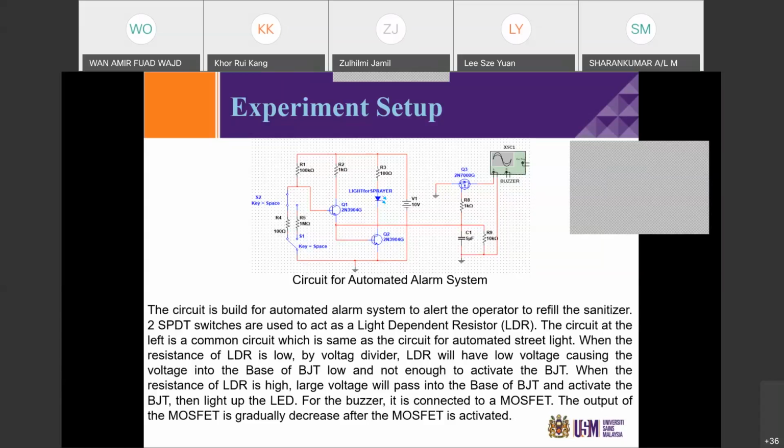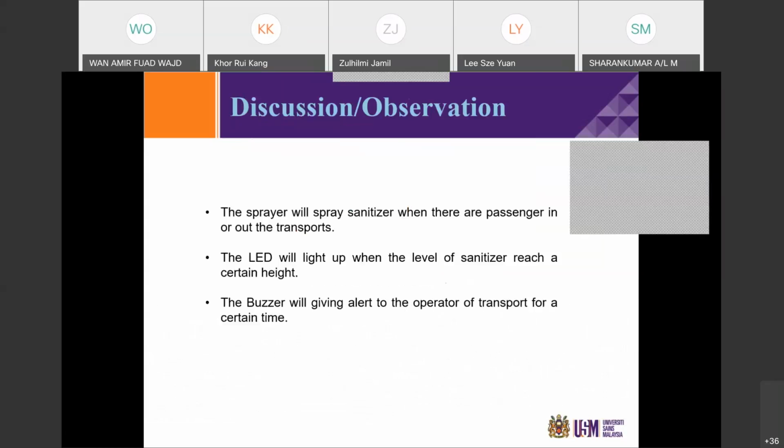Then the buzzer is connected to a MOSFET, and the output of the MOSFET gradually decreases after the MOSFET is activated. Then for our discussion and observation, the sprayer will spray the sanitizer when there are passengers in or out of the transport, and the LED will light up when the level of sanitizer reaches a certain height, and the buzzer will give an alert to the operator of the transport for a certain time.